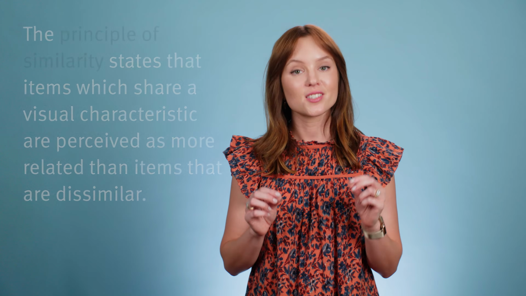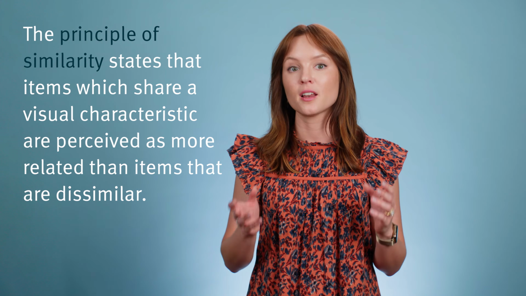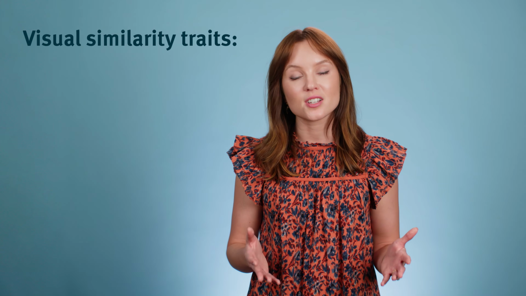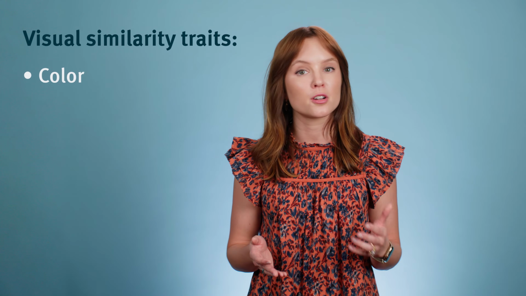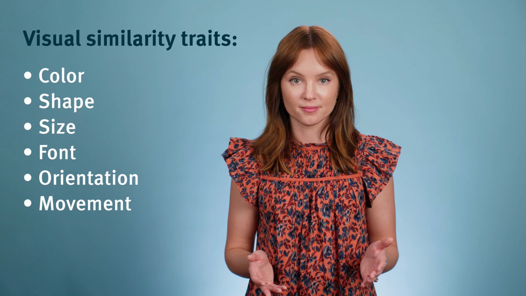The principle of similarity is a Gestalt principle. In other words, it describes how people visually perceive the world. This Gestalt principle states that items which share a visual characteristic are perceived as more related than items that are dissimilar. Basically, that means that when items share a visual characteristic, people assume that those items are related in some way. The characteristics that items share could be color, shape, size, font, orientation, or even movement.